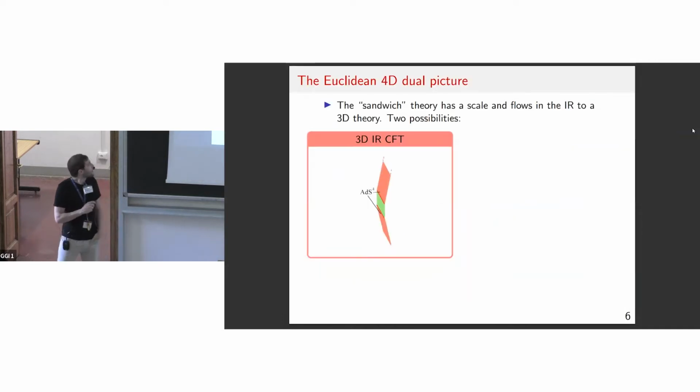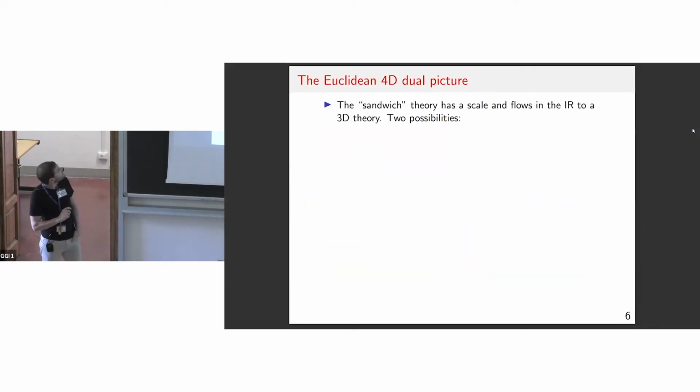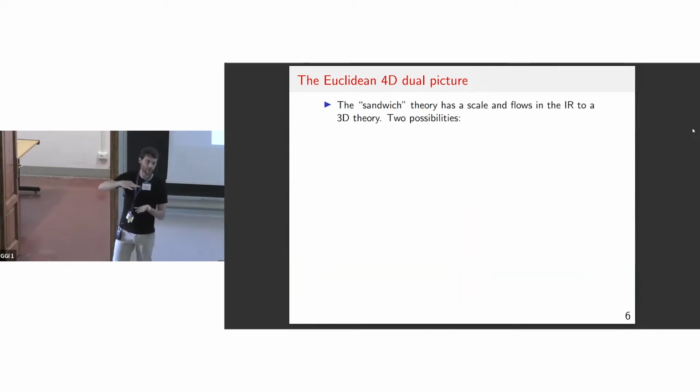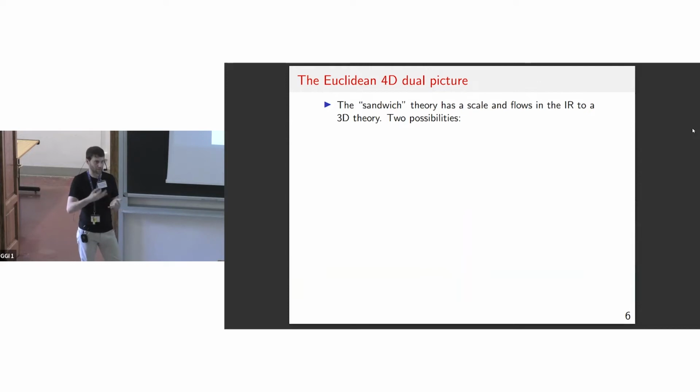Okay, so we have this microscopic theory and these two possible slicings. And now let's try to introduce the holographic dual bulks of these two theories. We can start from the Euclidean picture, where we had this Euclidean sandwich theory with two 3D CFTs coupled by a 4D CFT. And the dual of that has two possibilities.